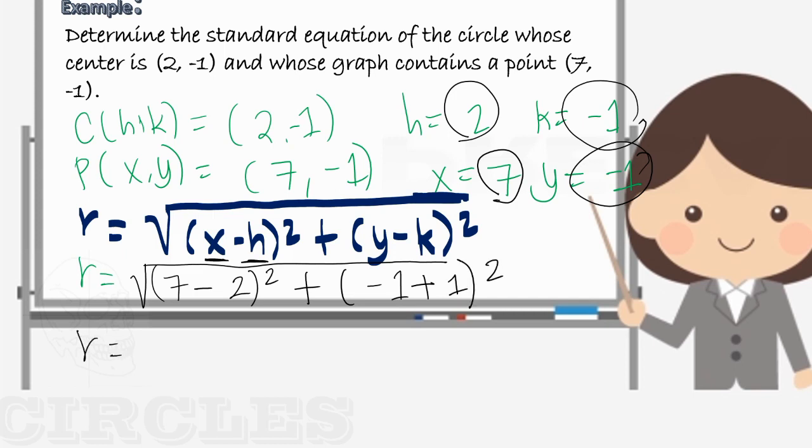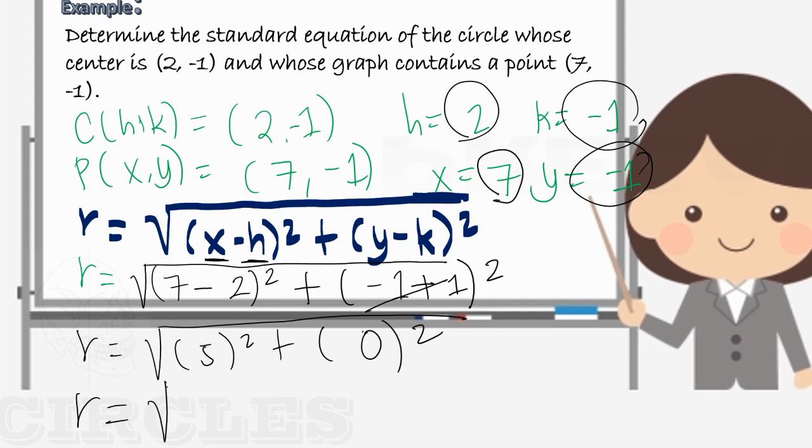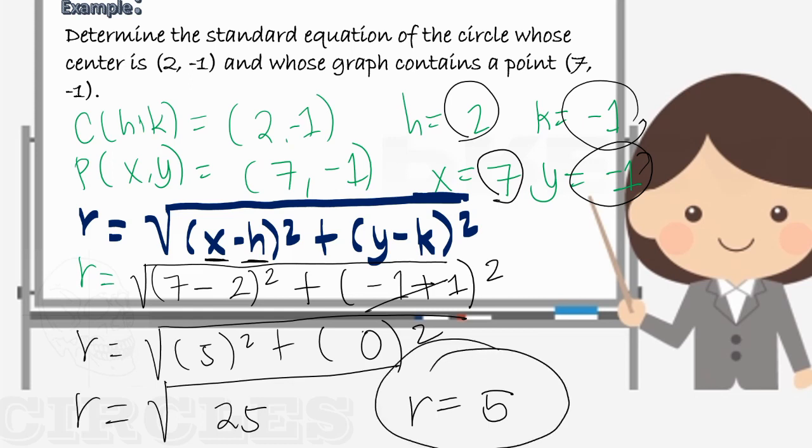Then, let's simplify. 5 squared plus 7 minus 2 is equal to 5. Then, this cancels out: 0 squared. R is equal to square root of 25. So, our r is, the square root of 25 is 5. So, we found the radius. Let's write it on the side: the radius is equal to 5.